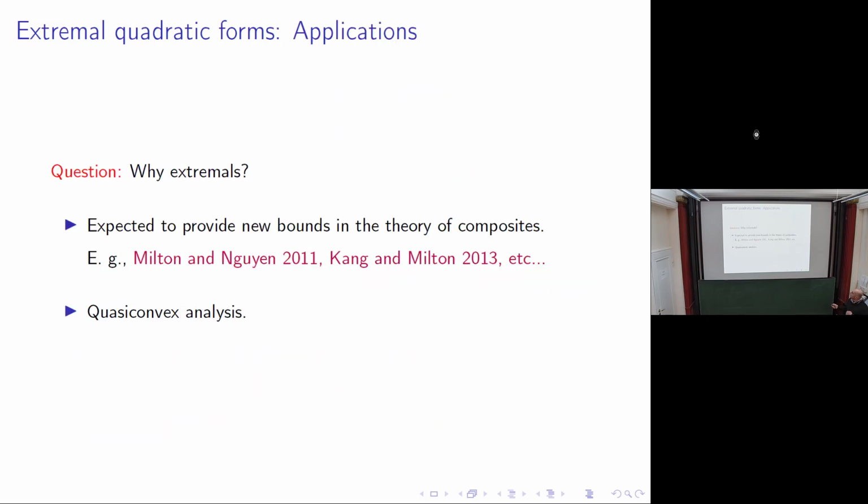So why extremals? As I told you, one can use these extremals to generate new bounds in the theory of composites. The approach of using just null Lagrangians is very well known, and one wants more, and these are the ones that one should use, the strong extremals or the weak extremals. We will see if they are the same or not. And also, I think they are interesting just in the calculus of variation community, from the perspective of quasi-convex analysis.